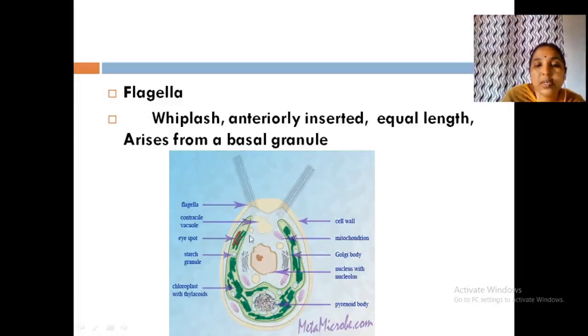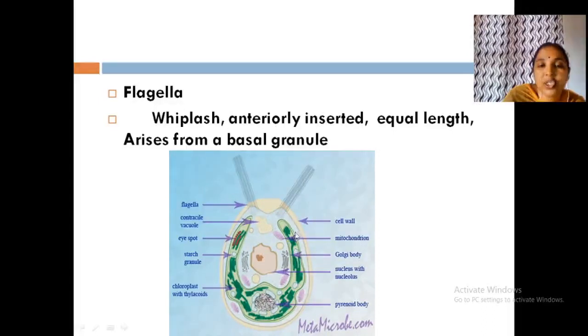And here you can see the eye spot, orange-reddish colored. Then a large cup-shaped chloroplast. Then the central nucleus. This protoplasm, the cytoplasm, contains Golgi body, mitochondria and everything. And here in the chloroplast you can see the proteinaceous structure covered by a starch sheath. That is the pyrenoid. Clear?